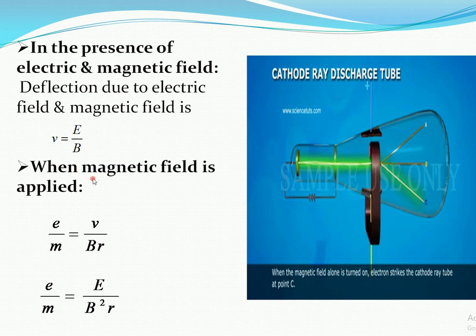When only the magnetic field is applied, the centripetal force acts on the electron, and this centripetal force is balanced by the magnetic force. So the equation is e/m = v/(Br). By using these two equations, we get e/m = E/(B²r).